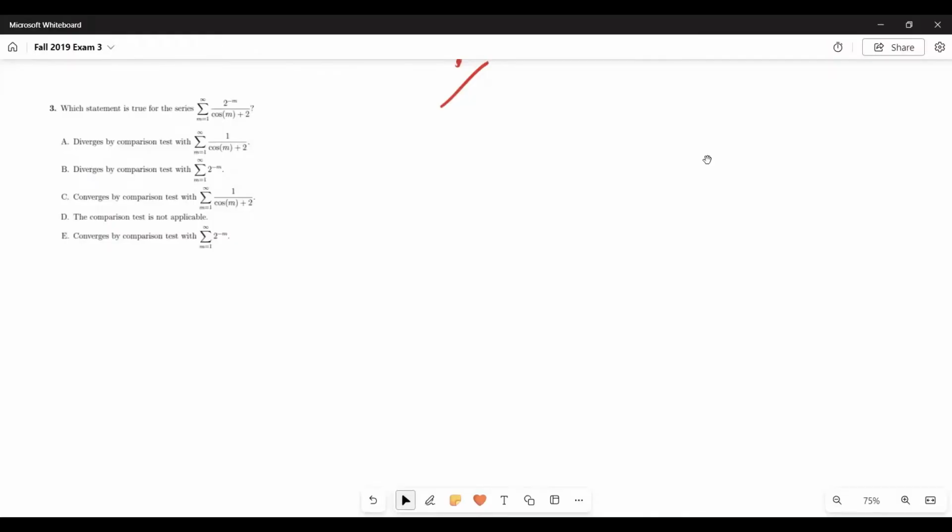Okay, this question asks which statement is true for the series 2 to the negative m over cosine m plus 2. Okay, let's try A first. A is asking about the comparison test. Sorry, I thought I read the wrong one. Cosine m plus 2. And then we're going to compare it with 1 over 2 to the m, cosine m plus 2. Some might be confused about why it's 1 over 2 to the m, because 2 to the negative m is the same as 1 over 2 to the m, which is why I'm going to write it this way.